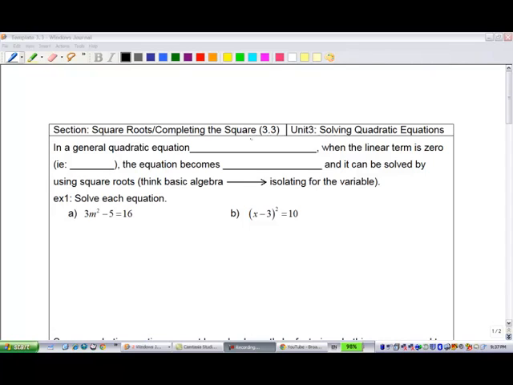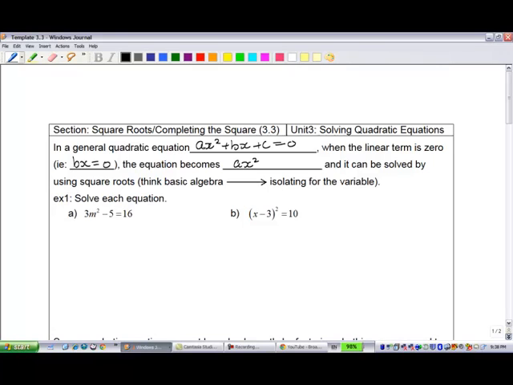In a general quadratic equation where ax squared plus bx plus c equals 0, when the linear term is 0, so when the bx term is actually 0, or b equals 0, the equation becomes ax squared plus c equals 0. And it can be solved by using square roots.